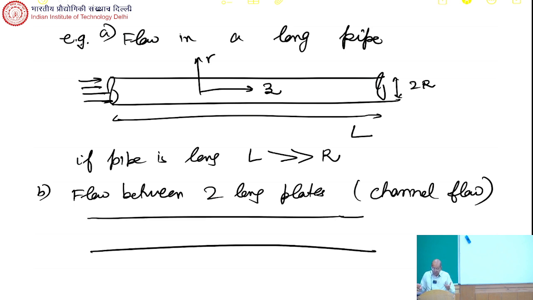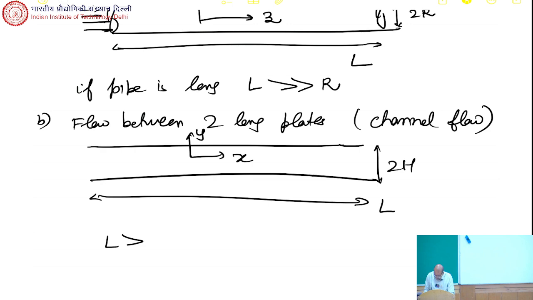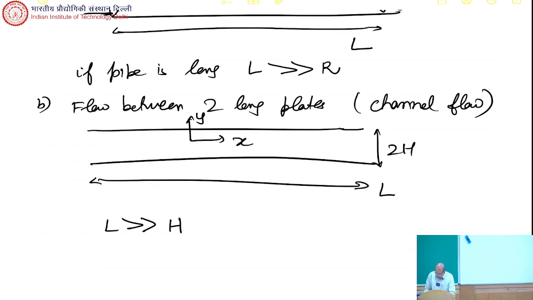Or if we have flow between two long plates, we call this a channel flow. So let's say this is 2H, this is L, if L is much bigger than H. So in these cases, we idealize L as infinity. Because L is very large, we idealize this to be infinity.